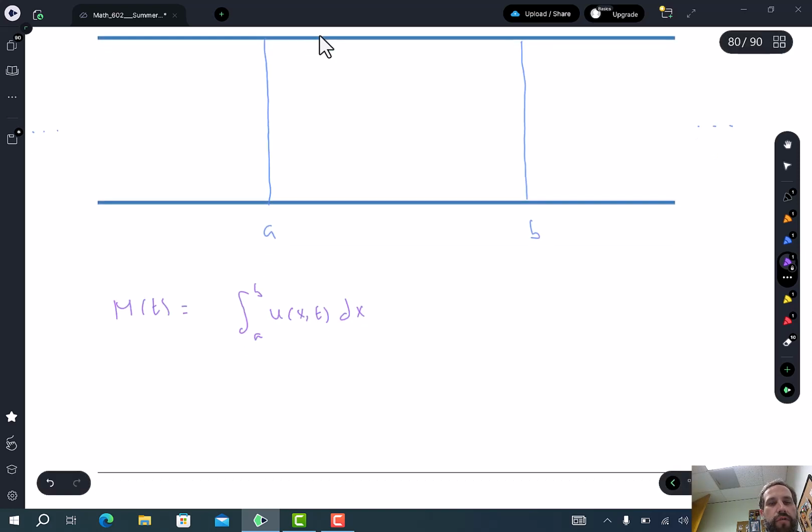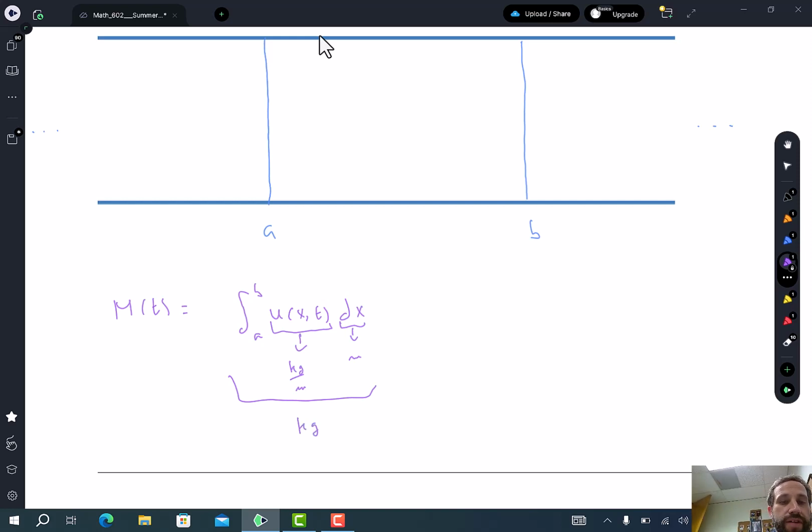And I want to be careful with the units here. So what are the units for this? Let's just say mass is measured in kilograms. So the units here would be kilograms per meter, and dx has units of meter. So overall, this has units of kilograms.